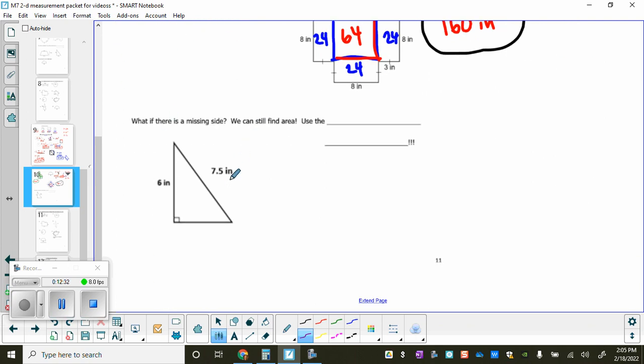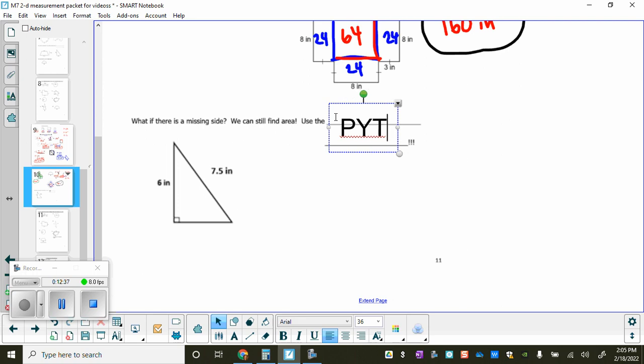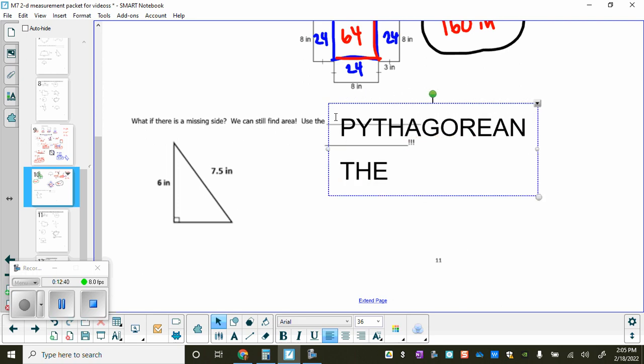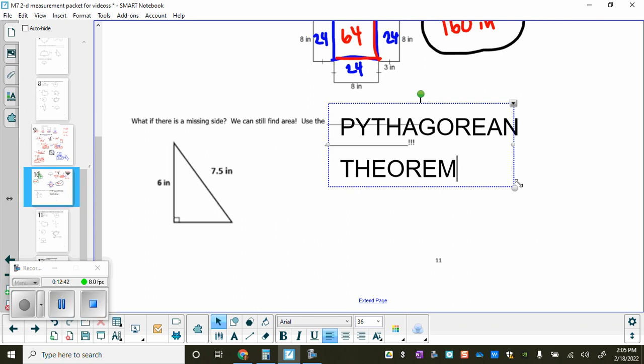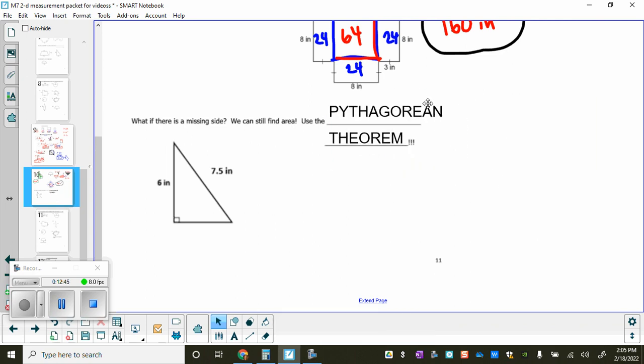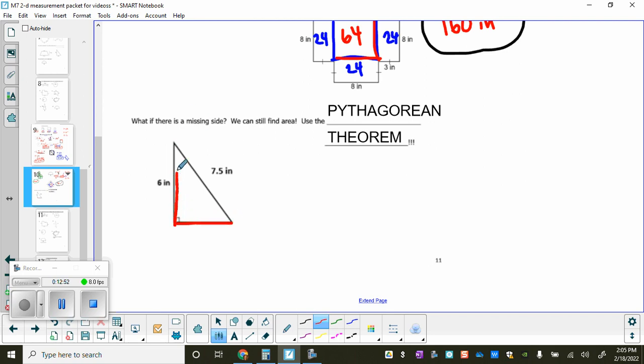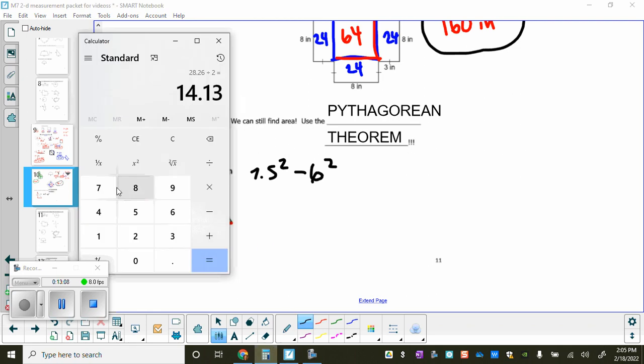And what if there is a missing side? Yes, you can still find the area because you can use the Pythagorean theorem. Okay, the Pythagorean theorem is a tool that I taught you all at the beginning of this unit. And now we're going to use that because we realize here for the area of this, it's half this base times the height, but I don't know this number down here. So I'm going to use the Pythagorean theorem and I'm going to do 7.5 squared minus 6 squared. I have the hypotenuse, so I just need to square it and subtract the other leg squared.